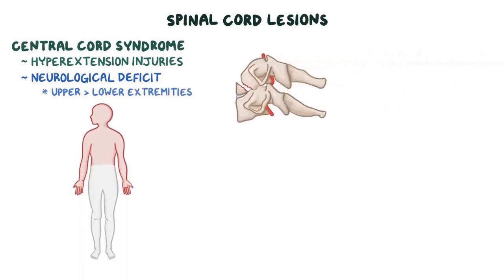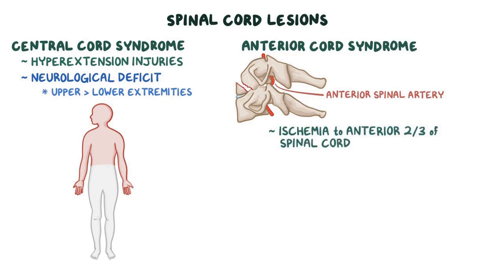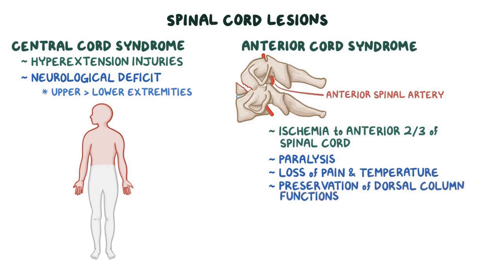Teardrop fractures may cause anterior cord syndrome, because that avulsed fragment can compress the anterior spinal artery, causing ischemia to the anterior 2/3 of the spinal cord. This results in paralysis and loss of pain and temperature, but preservation of the dorsal column functions, such as proprioception, vibration, and two-point discrimination.